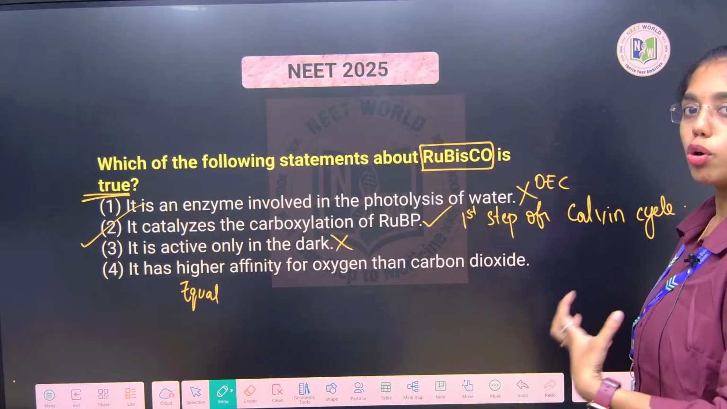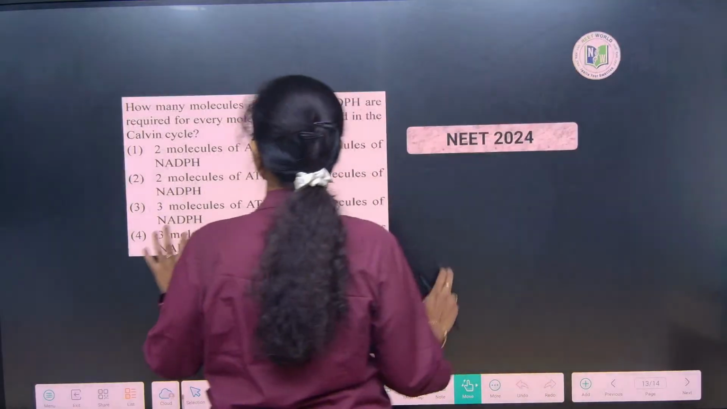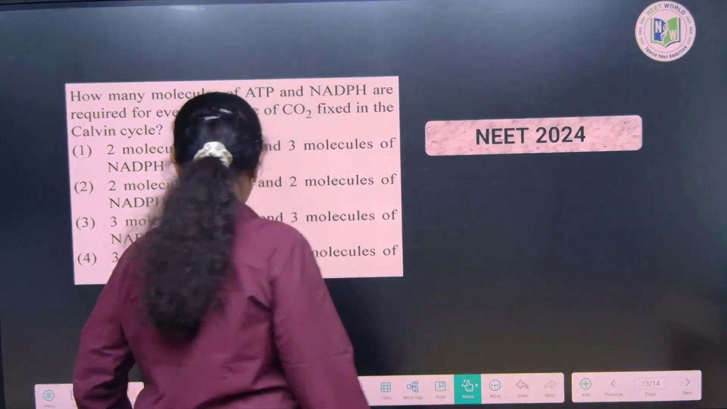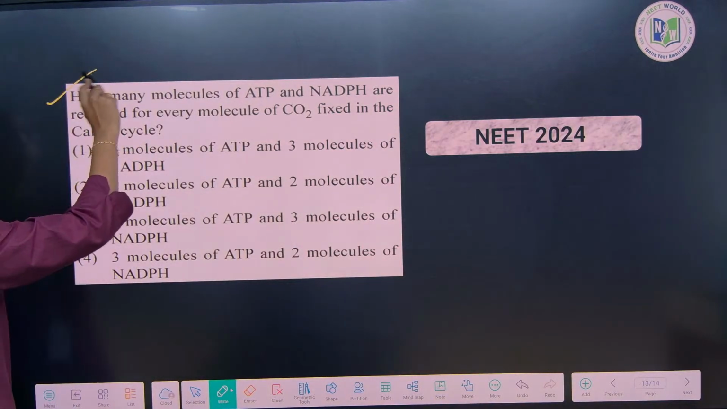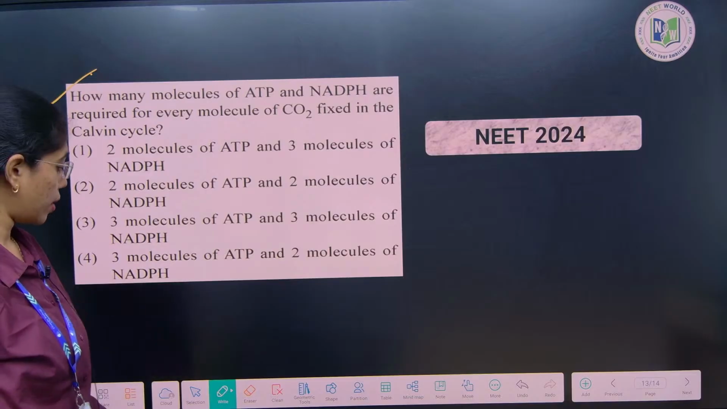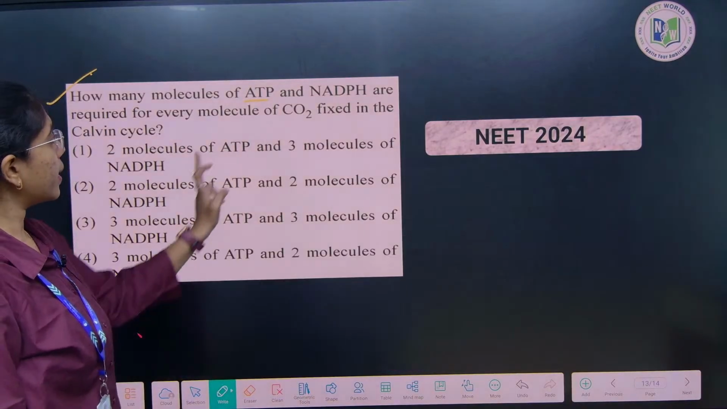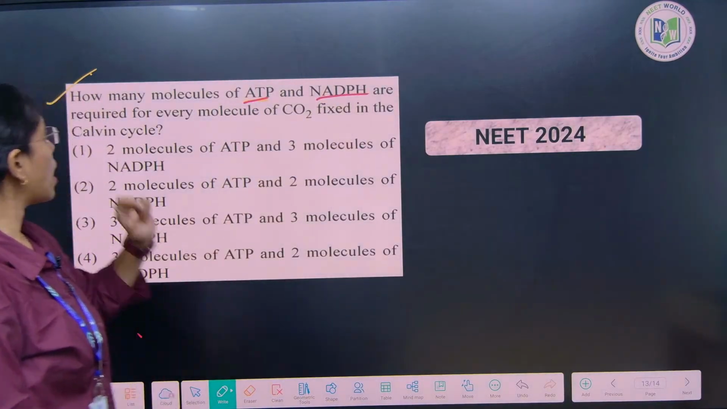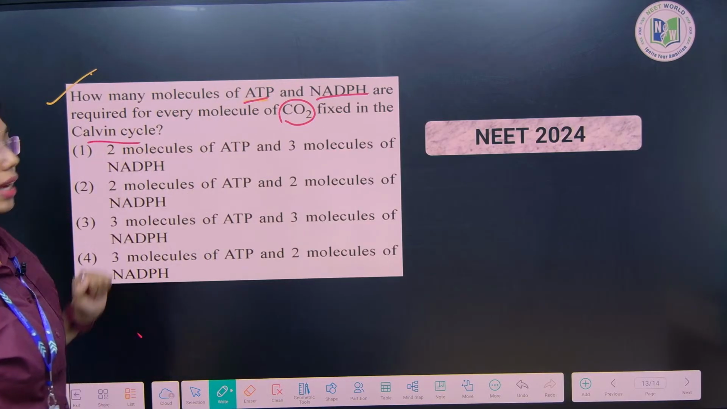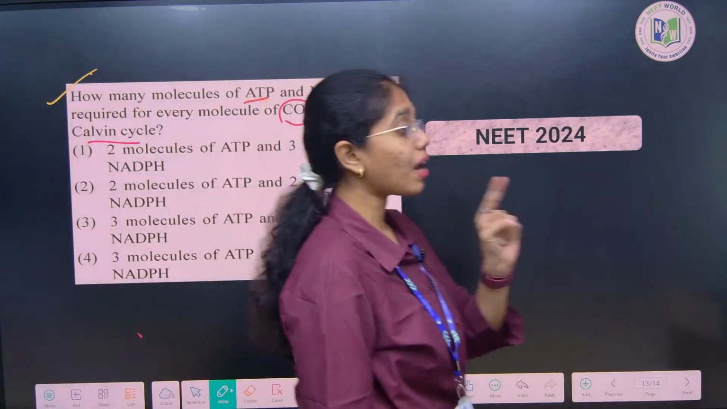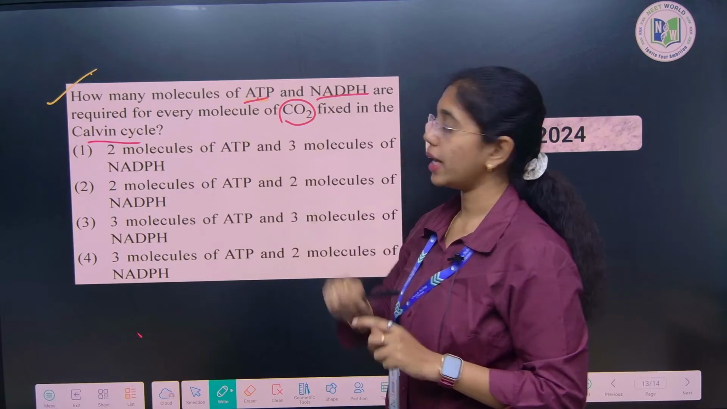Get exposed slowly to the questions, you will get into the track very soon. Second question, which was asked in NEET 2024 on the energetics of the C3 cycle. How many molecules of ATP and NADPH are required for every molecule of carbon dioxide fixed in the Calvin cycle? So, for one carbon dioxide molecule, that means for one Calvin cycle, how much ATP and NADPH are required, he is asking.